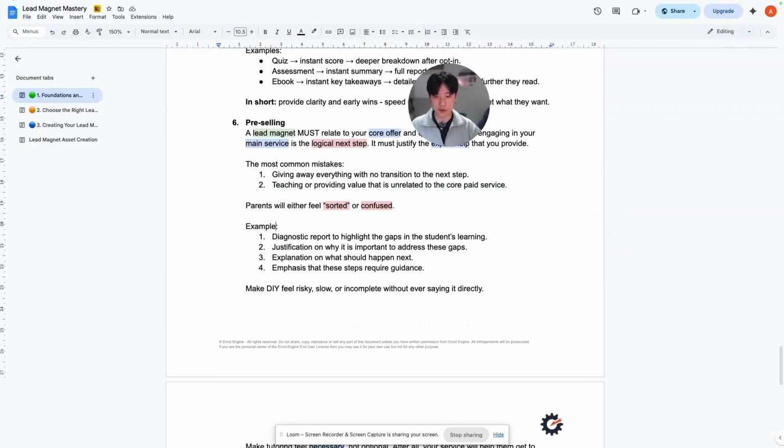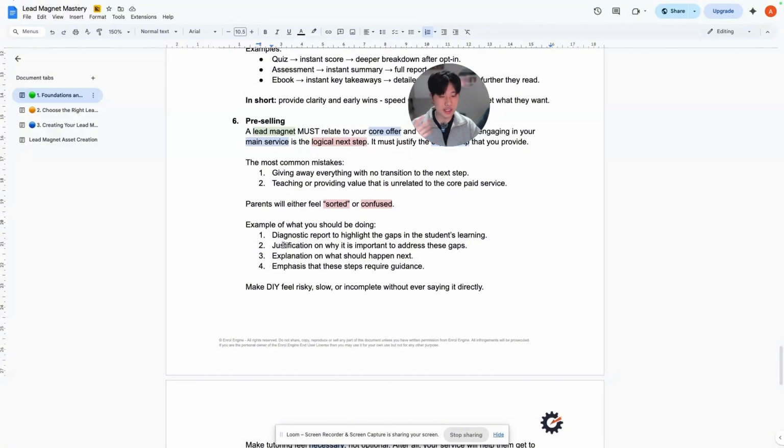So here's an example of what you should be doing. First step, you have a diagnostic report to highlight the gaps in the student's learning. It's a lead magnet, it's a diagnostic report, it's free, and it gets them to engage with you.